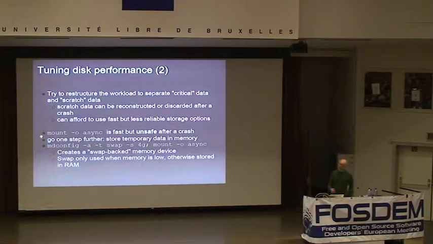You can often go one step further and store temporary data or scratch data in memory. And if you can eliminate the disk entirely and do I/O to a memory file system, then you'll typically get a large performance increase from that. So in FreeBSD, you would typically use a swap-backed memory disk, something like that command there, and then mount it asynchronously. The swap backing is a little bit misleading.